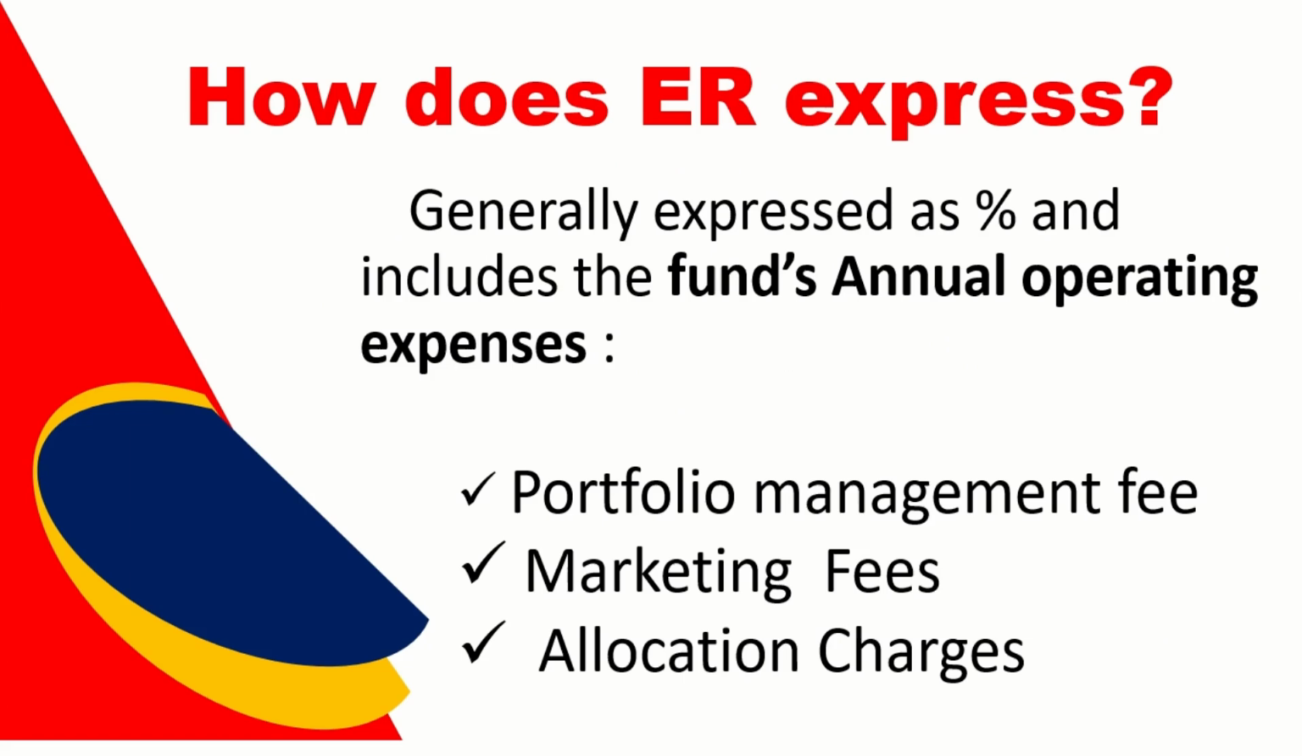So how is the expense ratio expressed? How do we know how much amount is deducted for the expense ratio? It is expressed in terms of fees. What kind of fees? Portfolio management fees, marketing fees, allocation fees, administration charges, and how much they are spending on advertisement. All these kinds of costs are included in this.